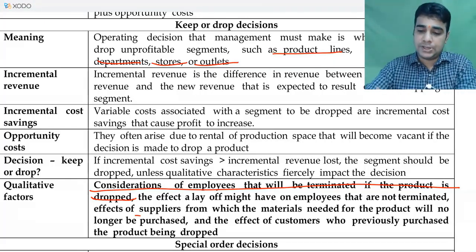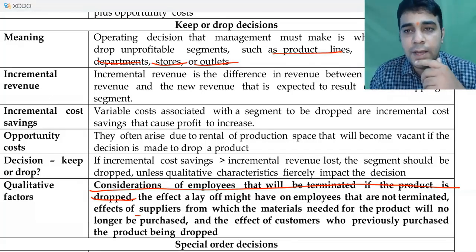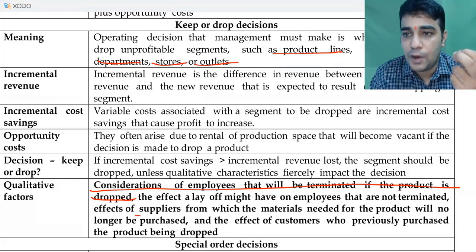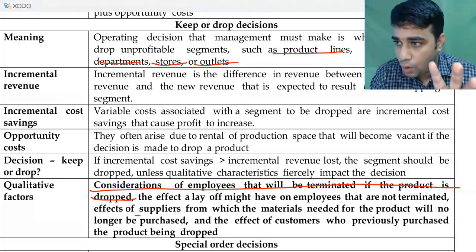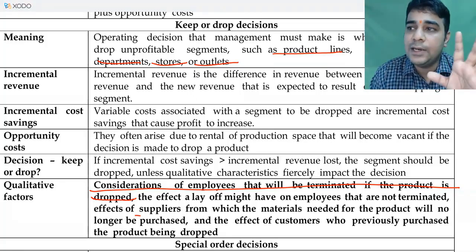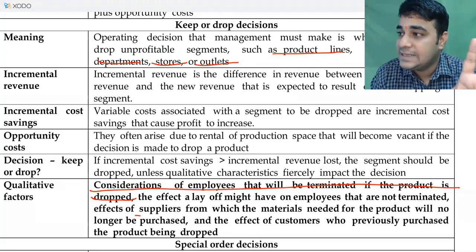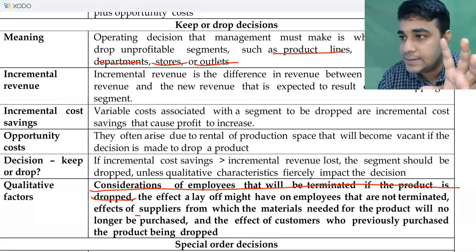Special order decision. Now, a special order normally will come in a situation where I may have surplus capacity. Sometimes it may come in a situation of non-surplus capacity. What is a special order? It is a domestic order which is not likely to impact the existing sales and existing pricing of the company.